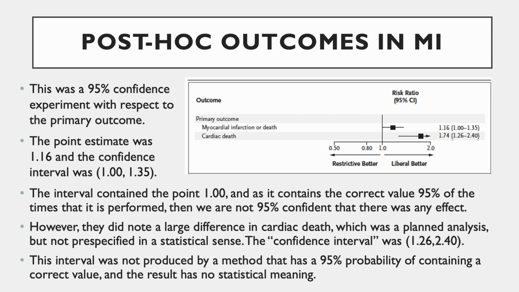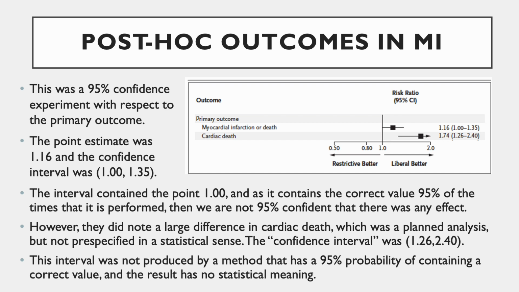And for that outcome, there was a point estimate of 1.16, and the confidence interval went from 1 to 1.35. Now, that means that it contained the point 1, which is the point of no effect. And therefore, we can't really say that we're 95% confident that the more liberal transfusion goals led to better outcomes. So from that perspective, it was a negative trial.